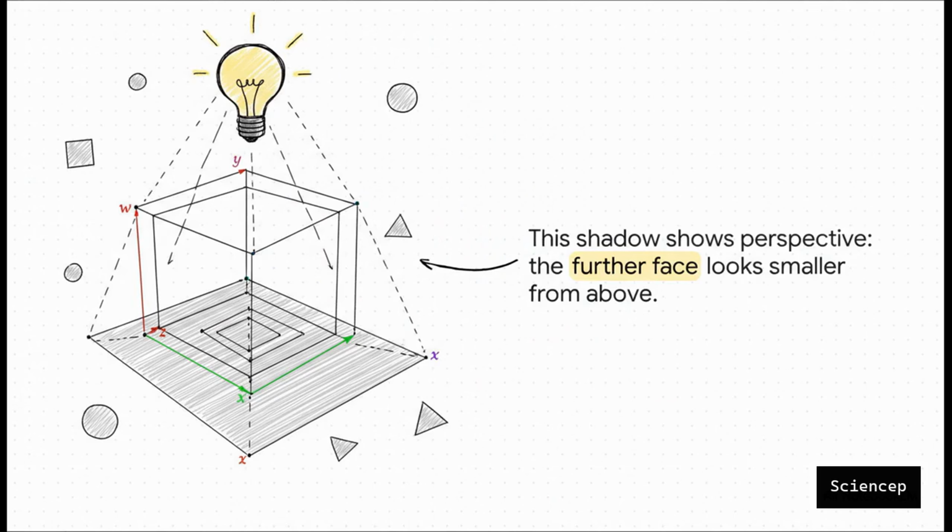Let's make it simpler. Forget 4D for a second. Just picture a wireframe cube and you're shining a flashlight on it from above. The shadow it makes on the floor would look like a big square with a smaller square inside it, right? The bottom of the cube is further away from the light, so its shadow is smaller. That's just normal, everyday perspective.